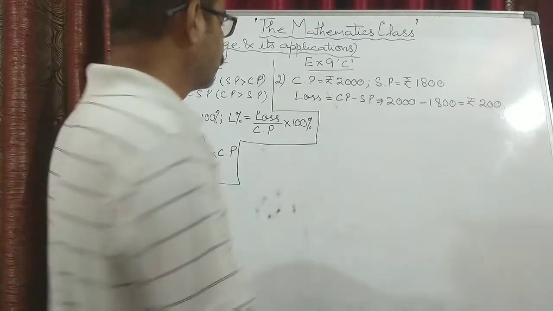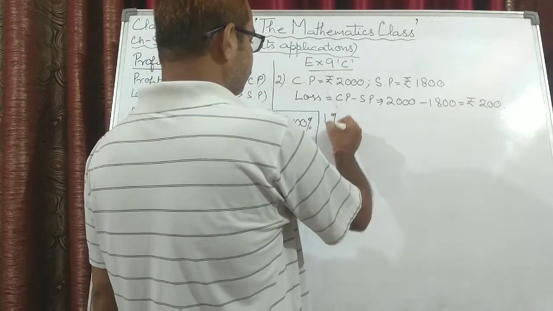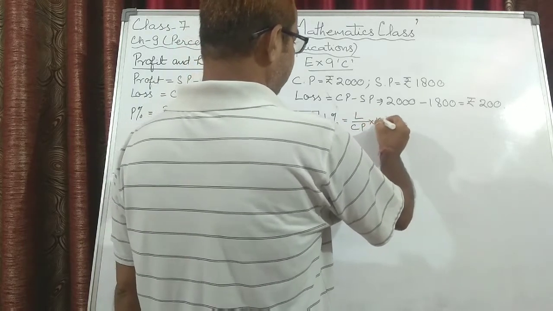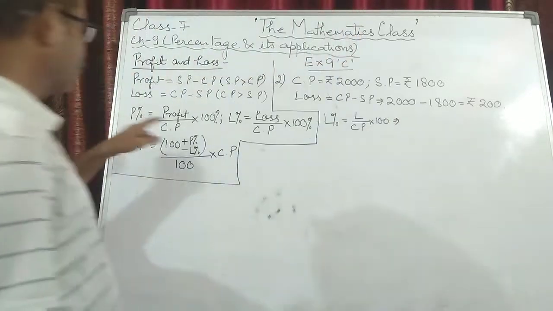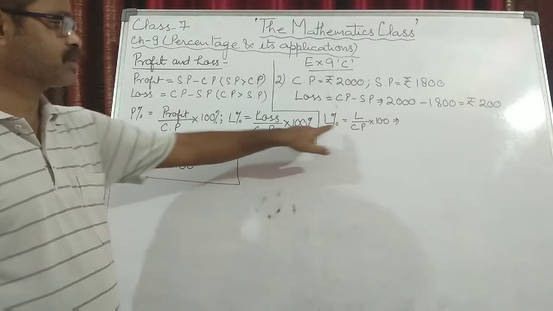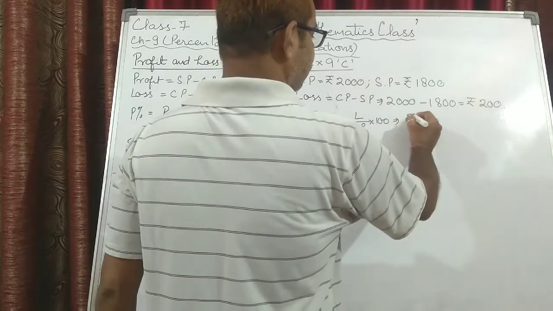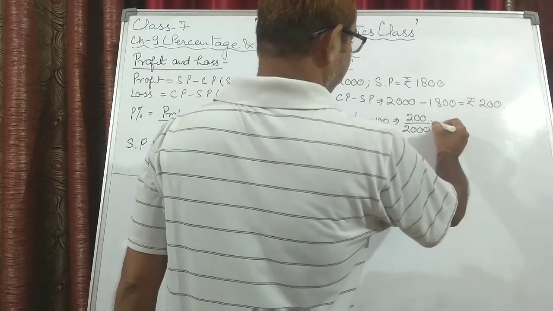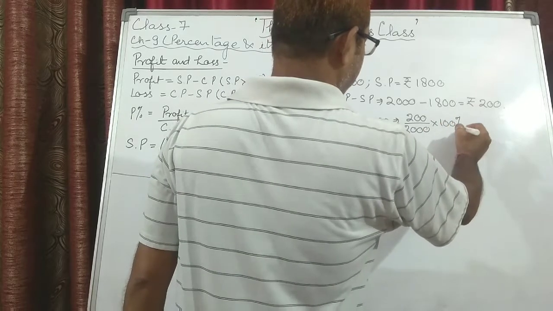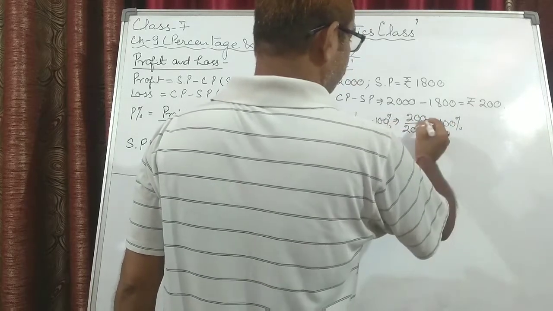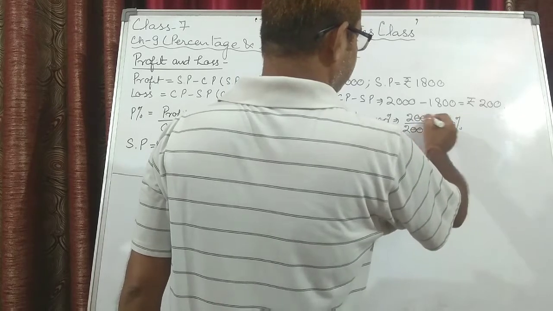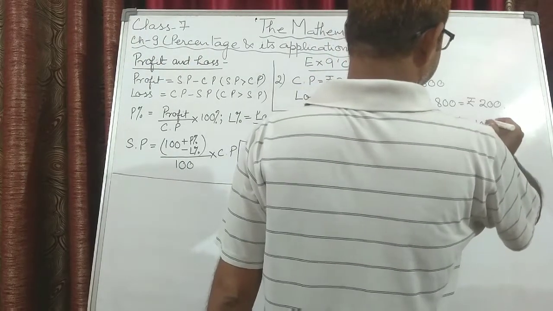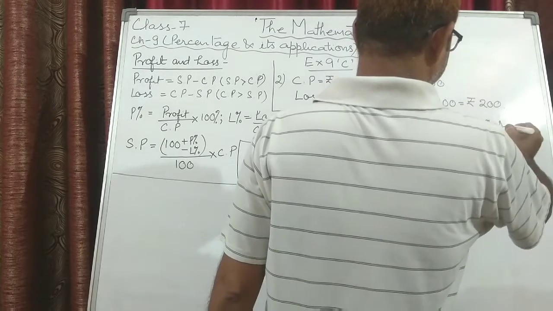You have to calculate the loss percent. We know that loss percent is loss upon cost price into 100. This is the formula. So that is what we are using. Now loss is how much? We have already calculated, that is 200. Cost price was 2000 into 100%. So 0s cancel, 2 ones are 2. So the final value is 10% loss. That is the final value.